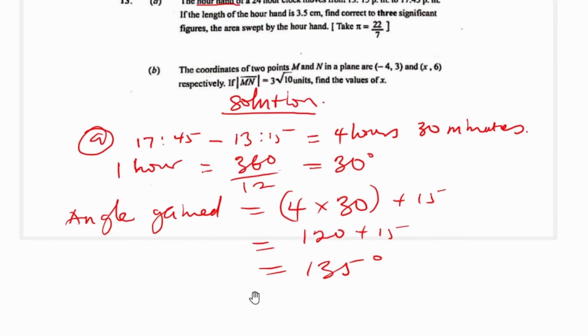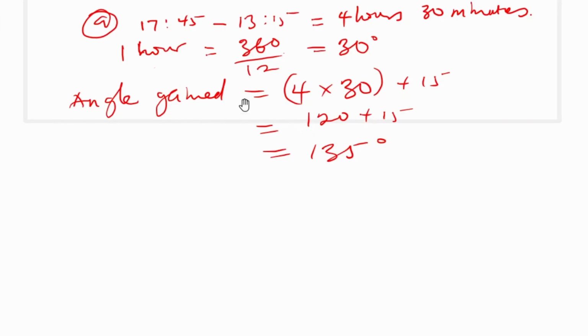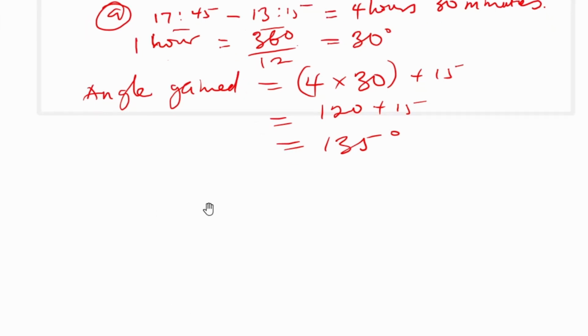So now let's go ahead and find out the area swept by the clock. Between these two times, a sector will be formed, so we are just going to use the area of a sector to find the area swept by the hand of the clock. So let's do that quickly.